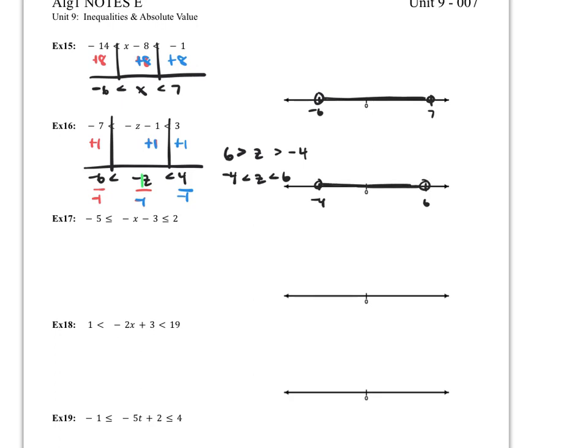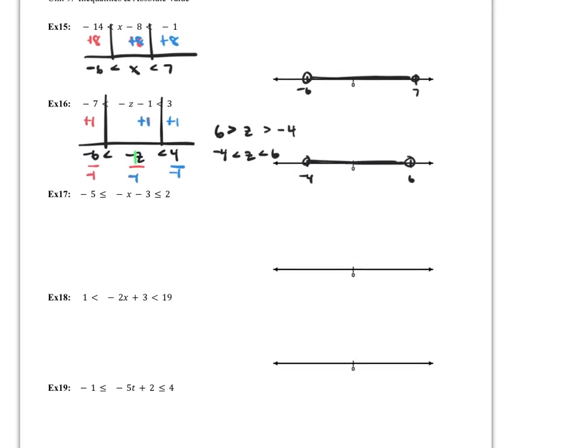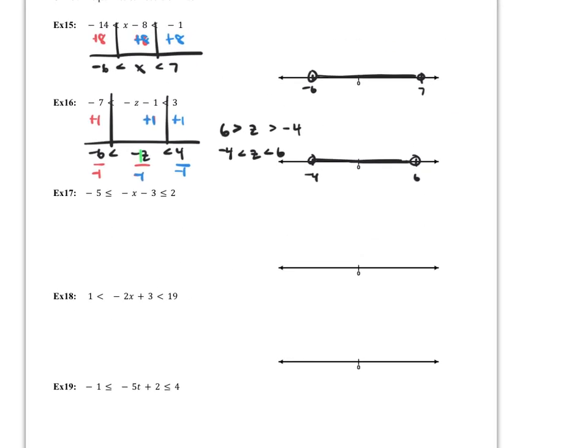So you're going to pause the video to try examples 17, 18, and 19. Make sure if you divide by a negative to get z, or the variable by itself, that you're reversing the inequality sign. Pause the video, press play when you're ready to check your answers.